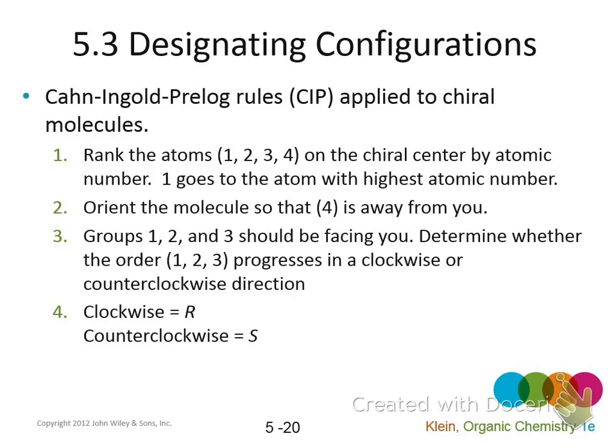So the rules are basically, rank the atoms 1, 2, 3, 4 on the chiral center by atomic number. 1 goes to the atom with the highest atomic number. Orient 4 so that it is away from you. Now, what I've just told you is kind of like the book rules condensed. Just assign the direction of the turning and then look to see where the number 4 group is. If it's in the back, the orientation you're looking at is correct. If it's in the front, the orientation is backwards. And so you reverse the configuration that you see. Okay?